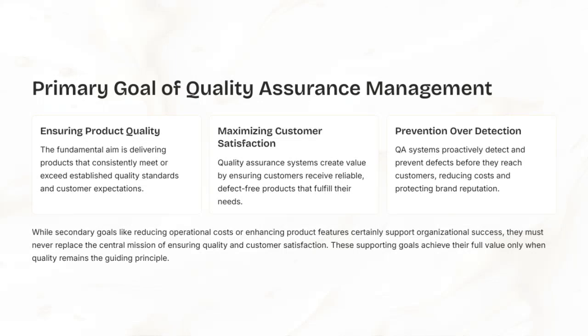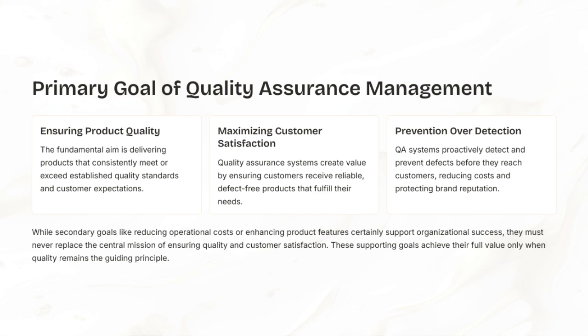Let's take a moment to consider the primary goal of quality assurance management. At its core, it's all about ensuring product quality. While secondary goals like reducing operational costs or enhancing product features are important and can support the organization's success, they should never overshadow the central mission of guaranteeing quality and customer satisfaction. These supporting goals are valuable, but only when quality remains our guiding principle.